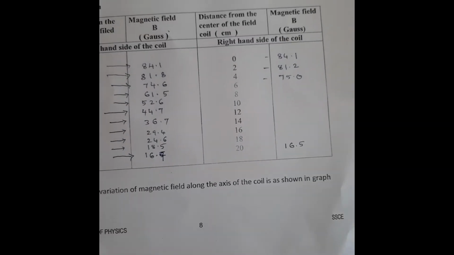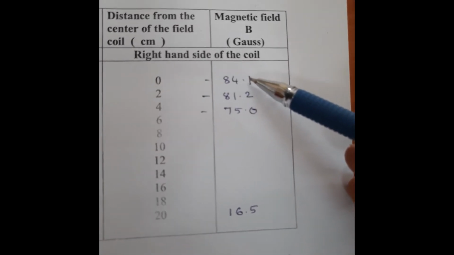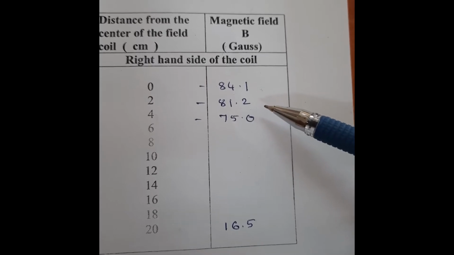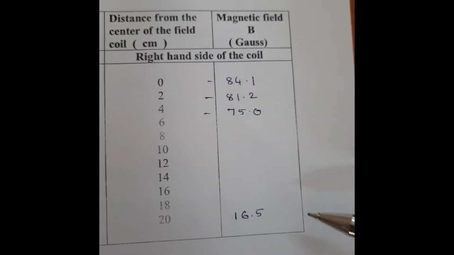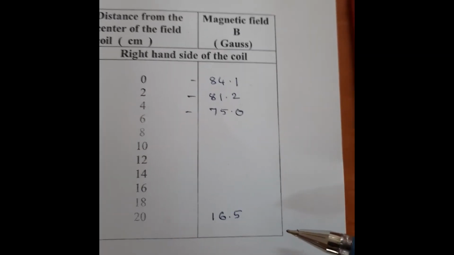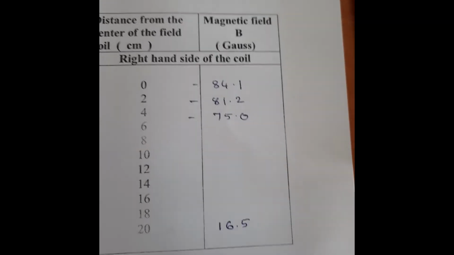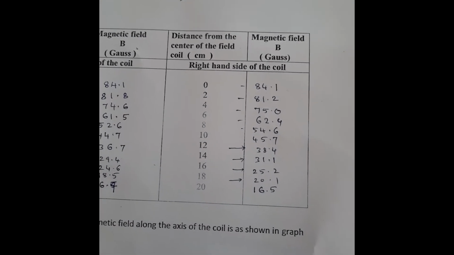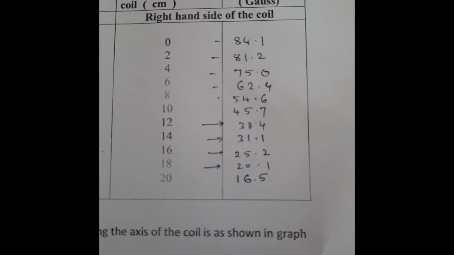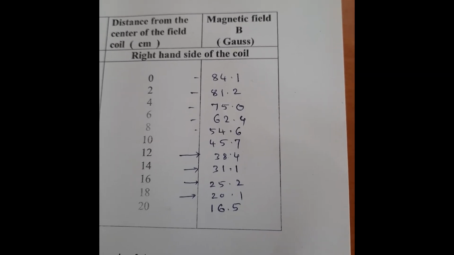So in this way, at the center the strength of the magnetic field is maximum. As we move away from the center, the strength of the magnetic field keeps on decreasing as shown in the tabular column. Now I am going to plot a graph of strength of the magnetic field versus distance. Now I completed the experiment for all the distances starting from 0 to 20. The readings are all shown in the tabular column.